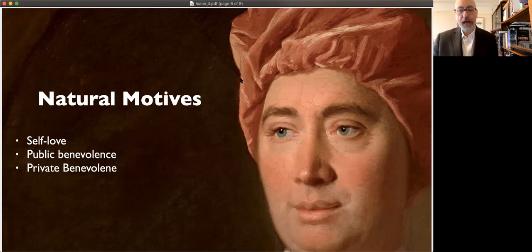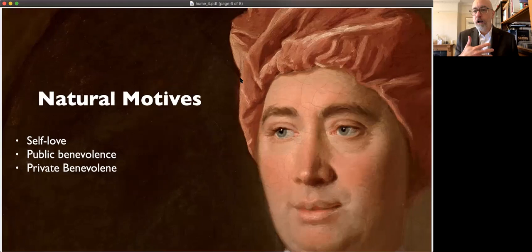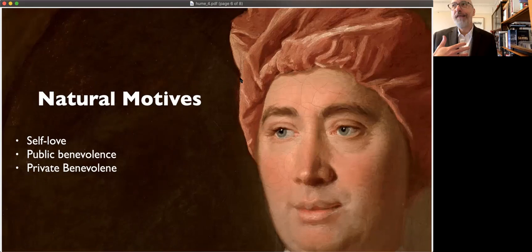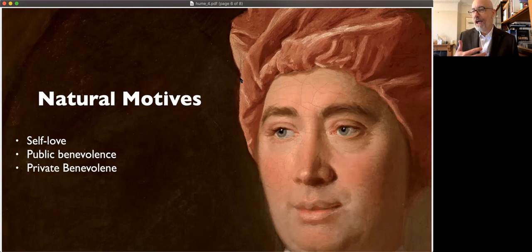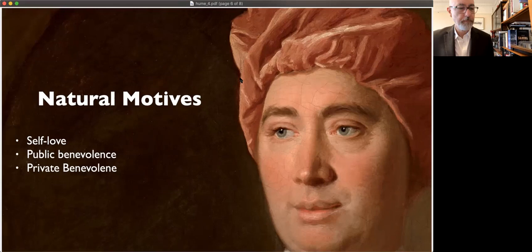Now, Hume's going to consider a certain class of affections. He calls them natural affections. And these are motives that can be found in humans prior to the establishment of society. So he doesn't want motives that are the result of human convention, because that would make it an artificial virtue. And so he considers three and rejects each. In particular, the three natural affections or natural motives he considers are self-love, public benevolence, and private benevolence.